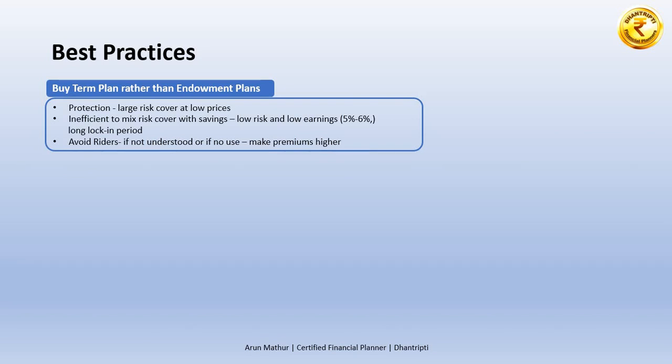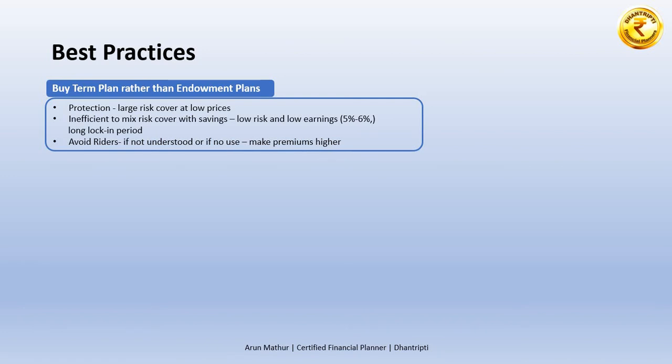So the first important thing is we must always buy a term plan rather than an endowment plan. Remember, what is the objective of the insurance? It is protection. Now, protection, large cover is required at low prices. You get it only in the term plan. While endowment plan is a mix of, as we saw, savings and cover. But remember, the savings which we do are invested at very low earning rates of hardly 5% to 6%, and it has got a long lock-in period. So it is always good to take a term plan to cover your insurance, and it should not be treated like an investment policy.